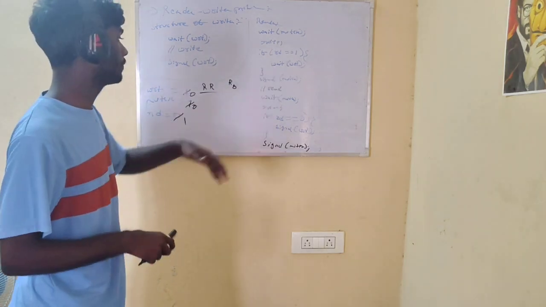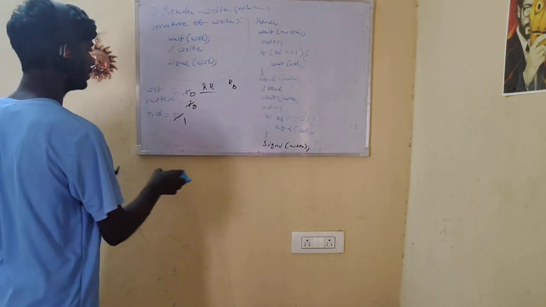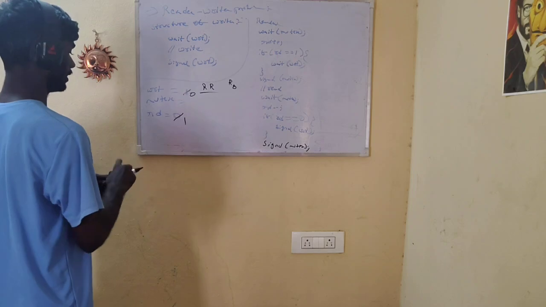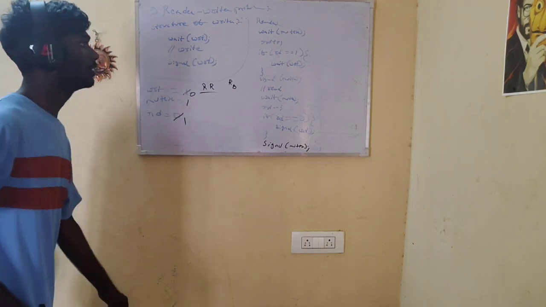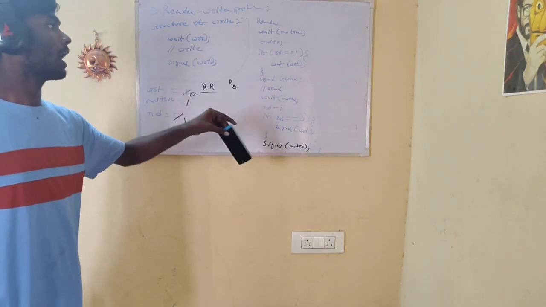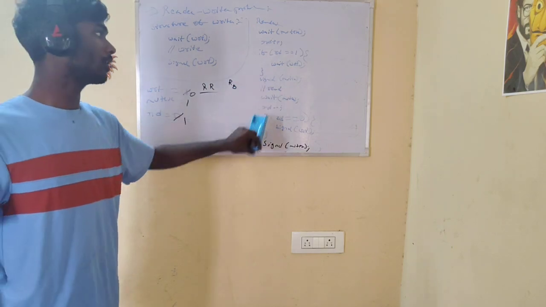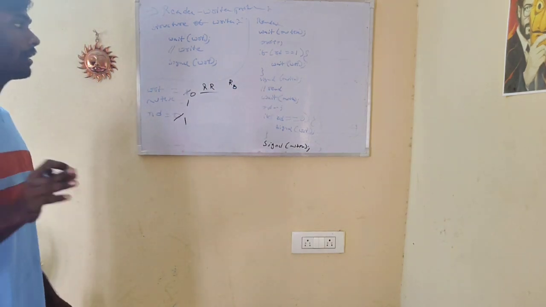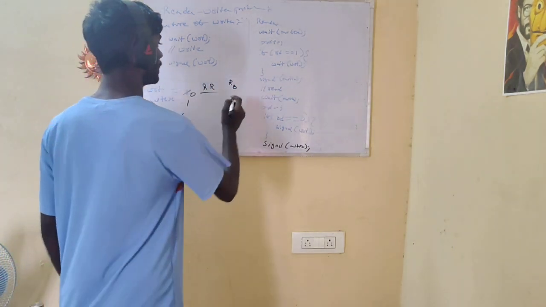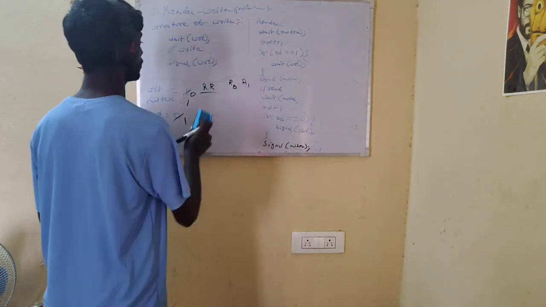And after this, signal of mutex. Mutex value is incremented by 1, so mutex will again be 1. After that, the first reader is performing some read operation. Now, while R0 is performing some read operations, R1 also entered.